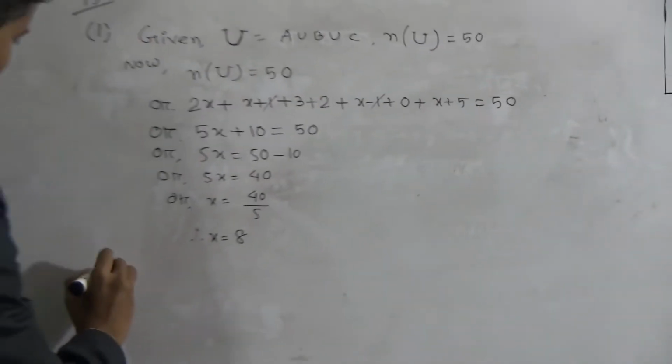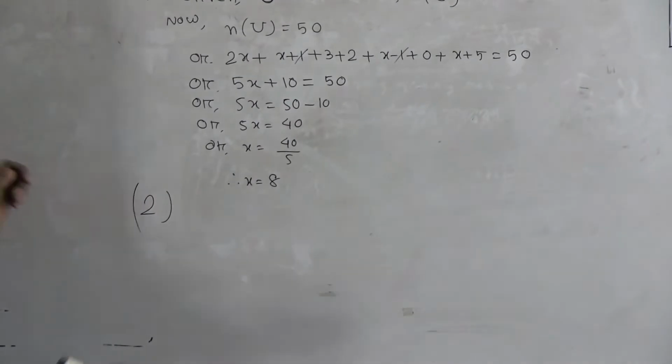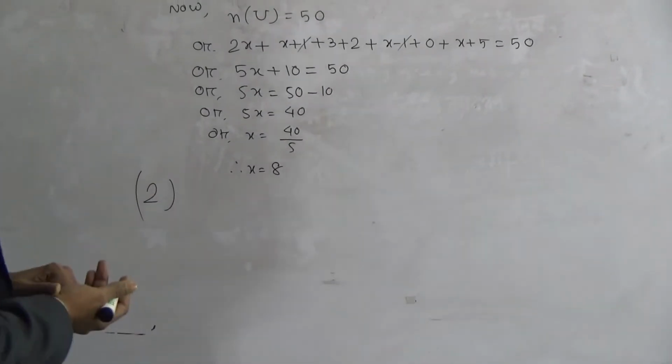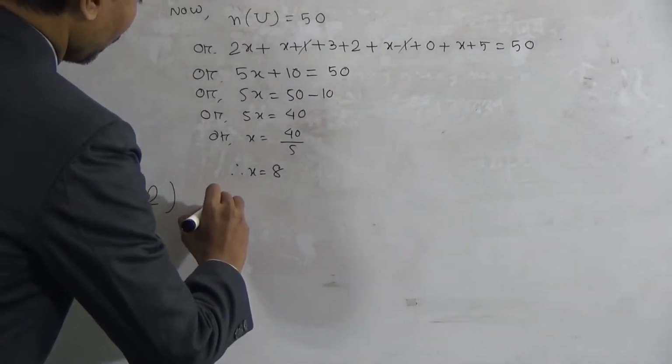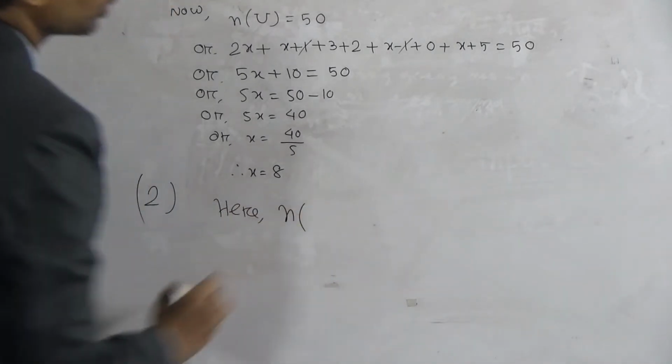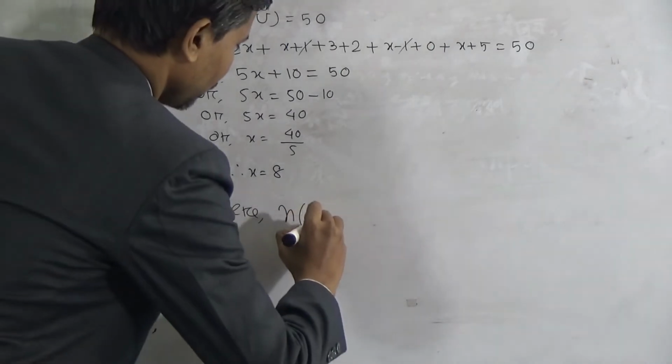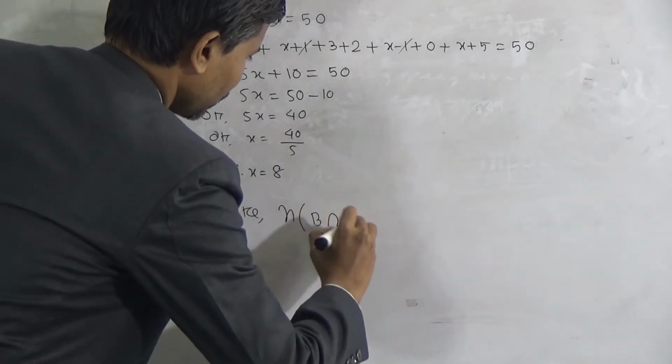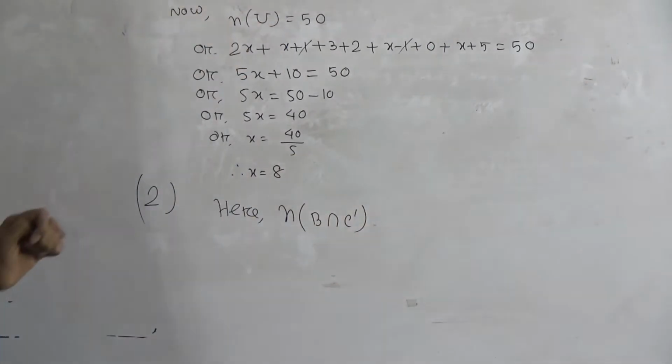Look for question number 2. Number of B intersection C complement.